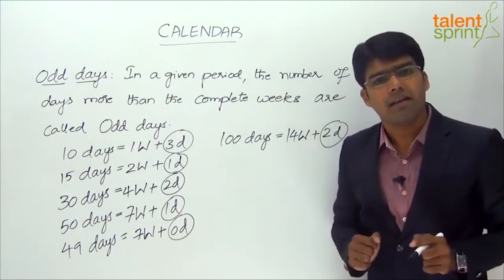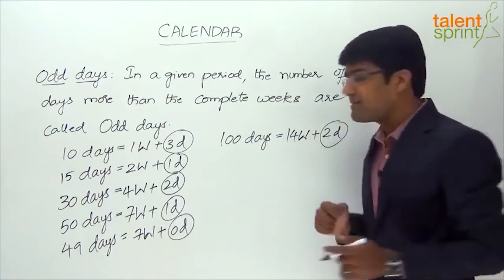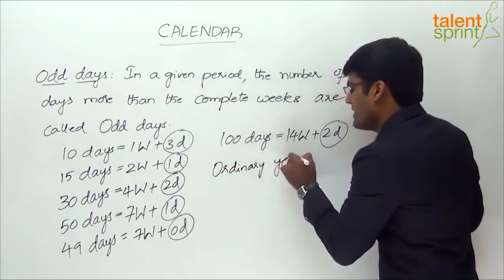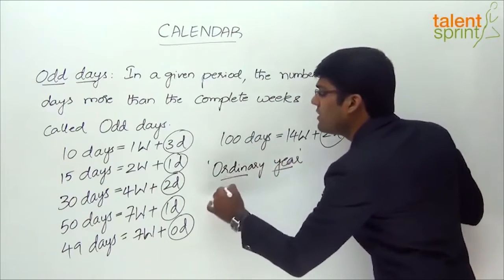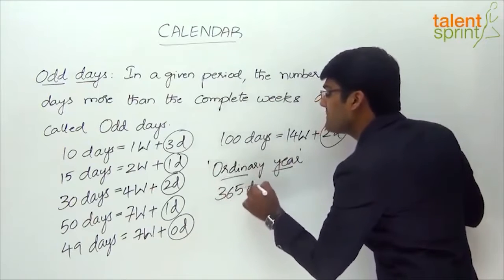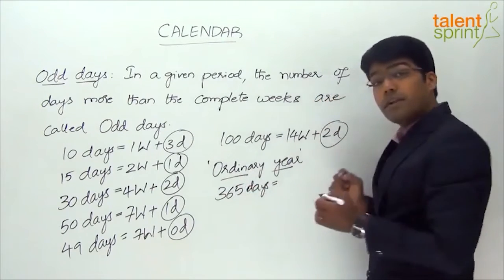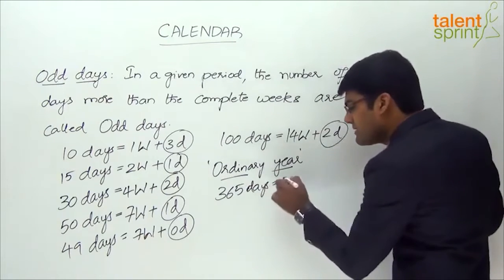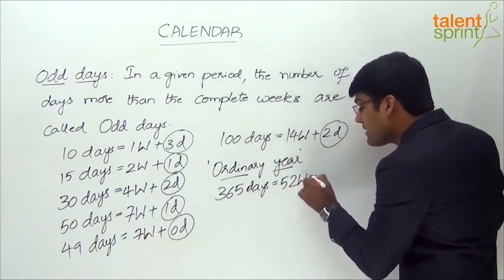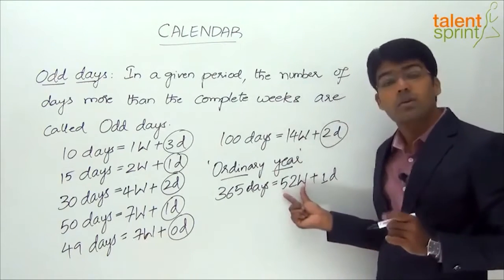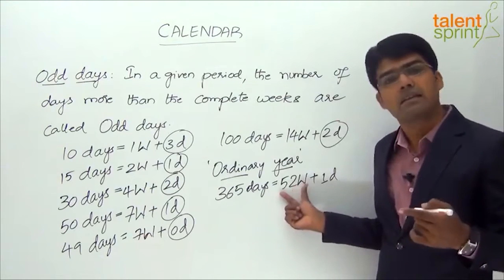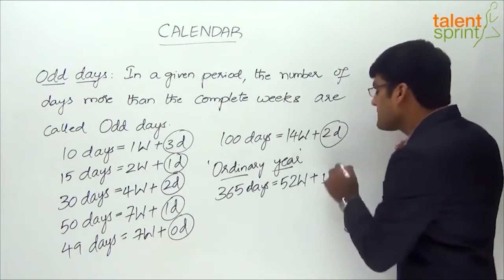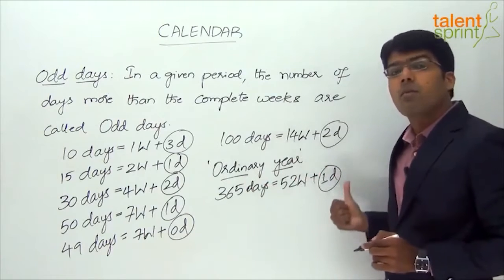Let's take an ordinary year. An ordinary year, as you know, has 365 days. Let's understand how many odd days we have in an ordinary year. Now these 365 days can be split as 52 complete weeks. You must be aware that in a given year we have 52 complete weeks, right? So 365 days can be taken as 52 weeks plus 1 day. 52 weeks is equal to 364 days, since 52 into 7 is 364. So 52 complete weeks and 1 additional day. So 1 odd day. We can say that in an ordinary year we have 1 odd day.